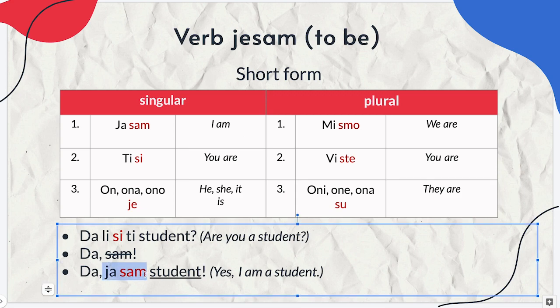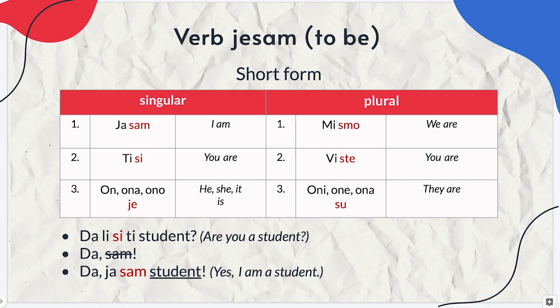So we use it with personal pronouns as we would use it in English, and then we finish the sentence, finish our meaning of the sentence, with a noun, adjective, or an adverb. You can say ja sam student, ja sam učenik. You can use an adjective, ja sam srećan, I'm happy. You can use an adverb, for example, ja sam ovdje, I'm here. So that's it about verb to be.